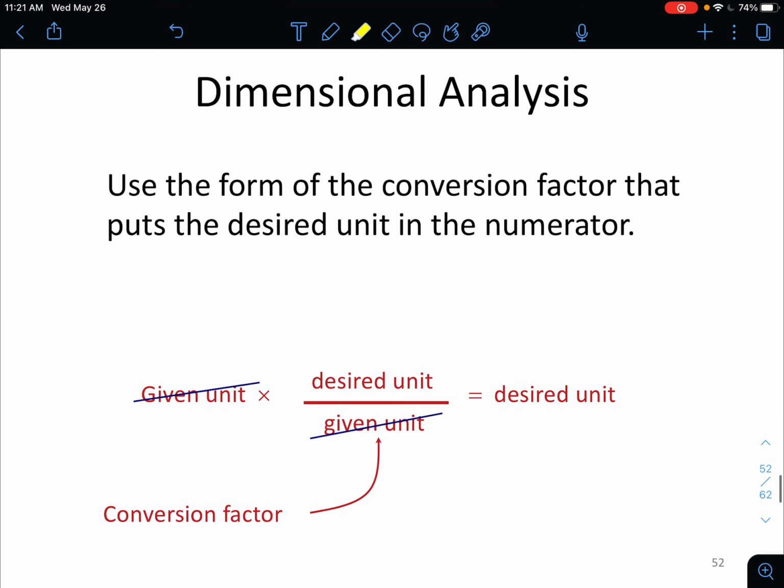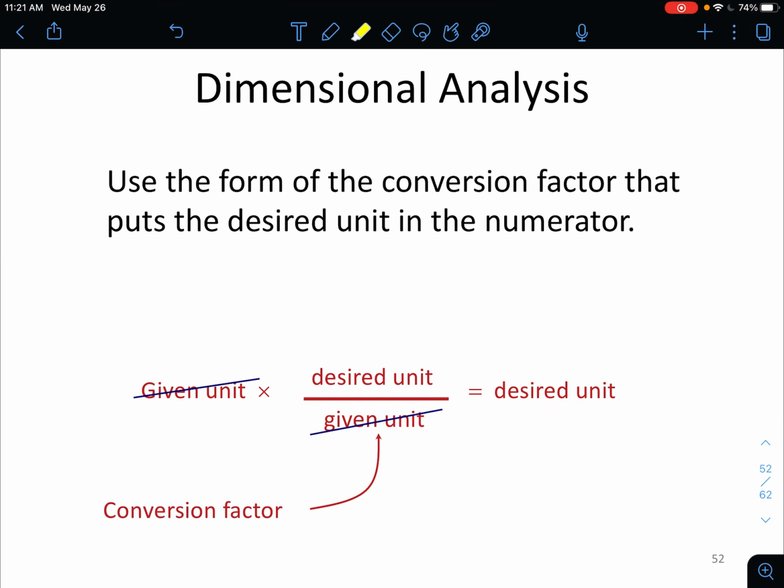So let's follow along with this example and then get a general idea of how this is all going to work. We're going to start with what I call one-story conversions, where I have an initial unit, a given unit, and I want to get into a desired unit. So the setup is going to be that I'll bring in my conversion factor as desired unit in the numerator and given unit in the denominator. And then that'll get me into the desired unit.